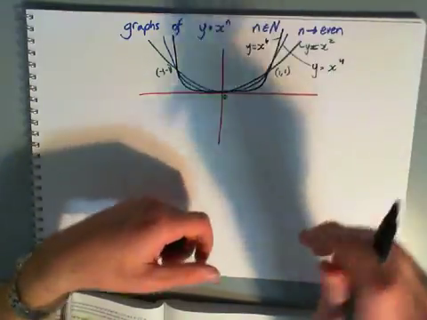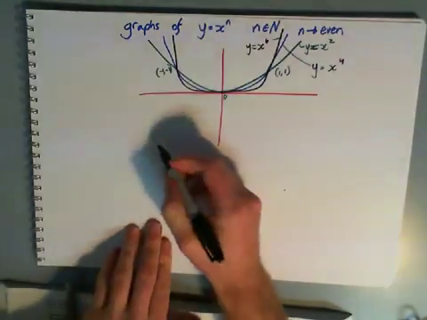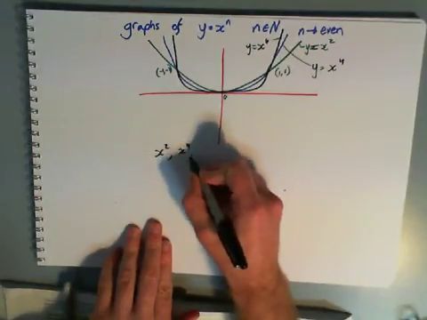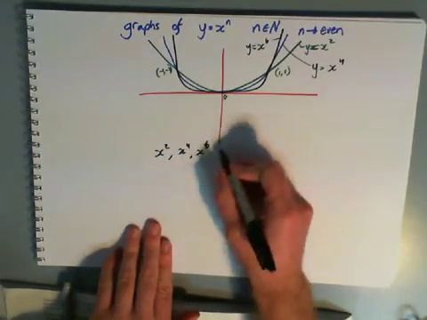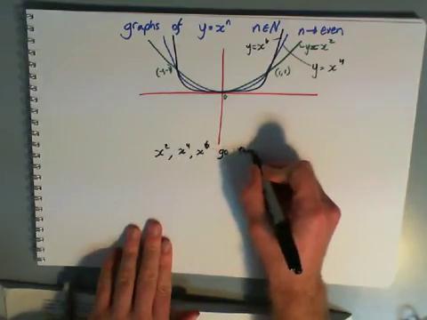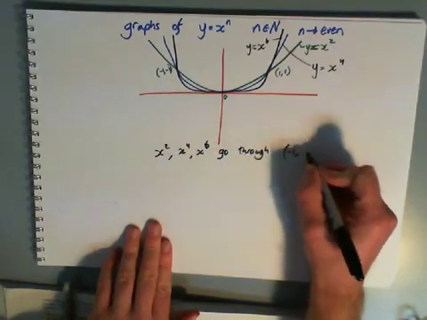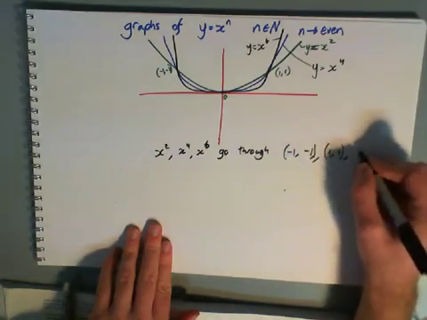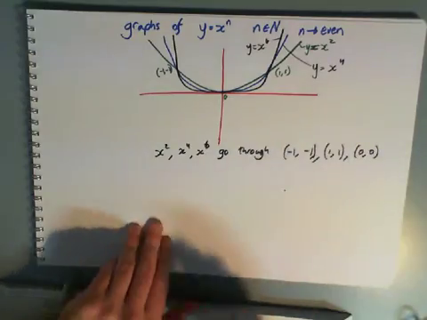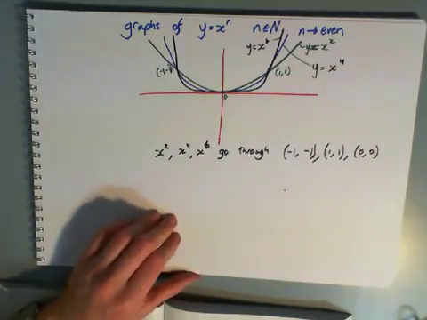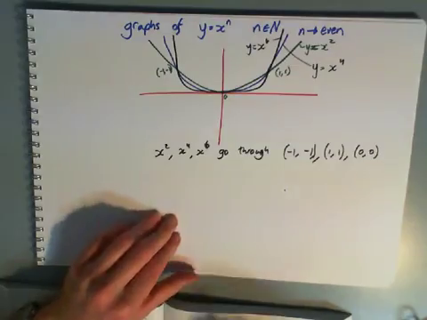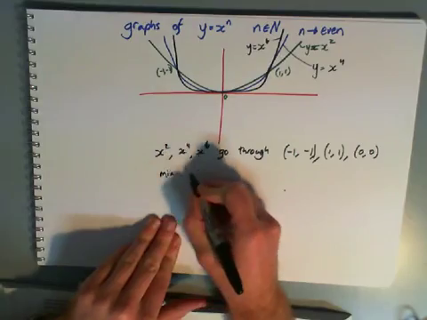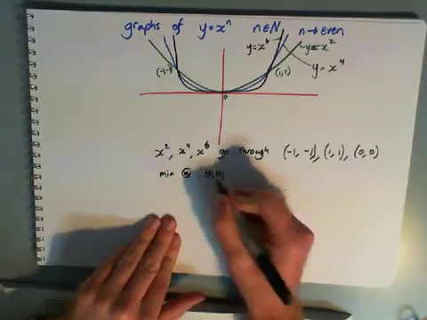So what are the similarities? Well, x squared, x to the 4, x to the 6 all go through minus 1, minus 1, positive 1, positive 1, and 0, 0. They all follow the same shape, and they all have a local minimum at 0, 0. So a minimum at 0, 0.